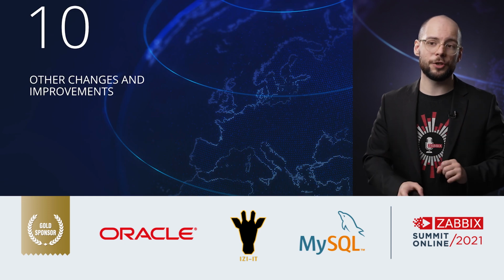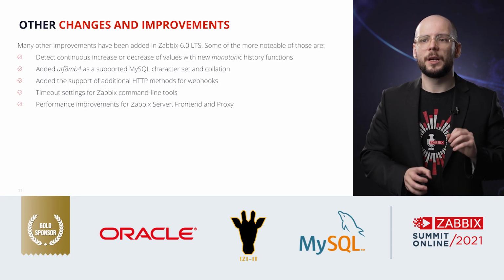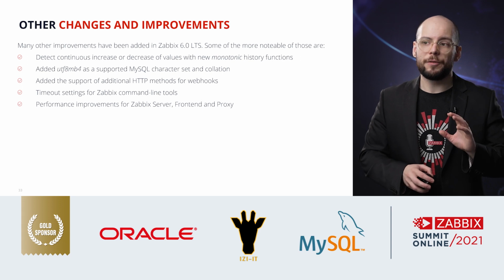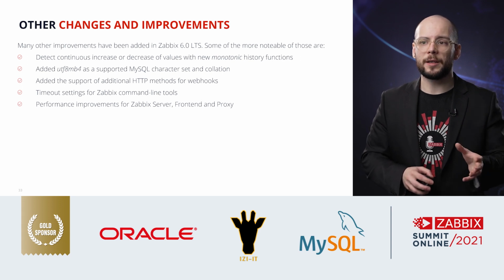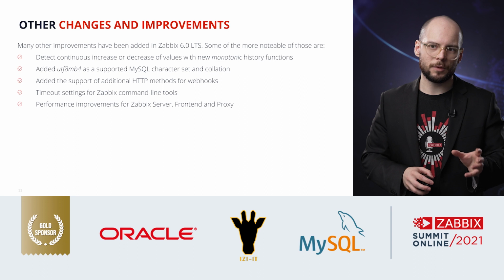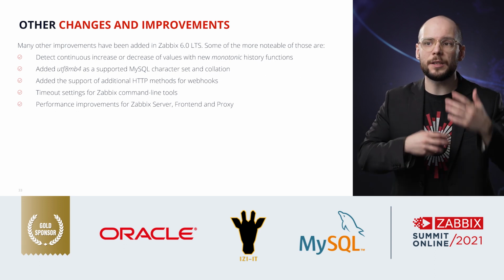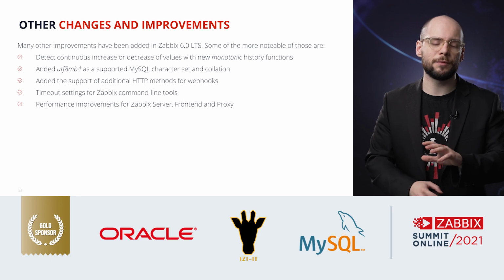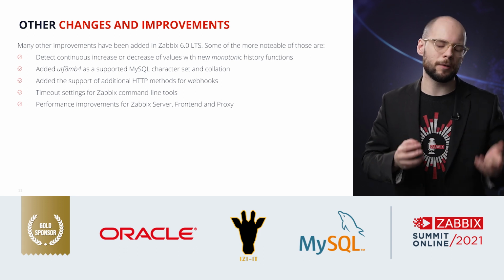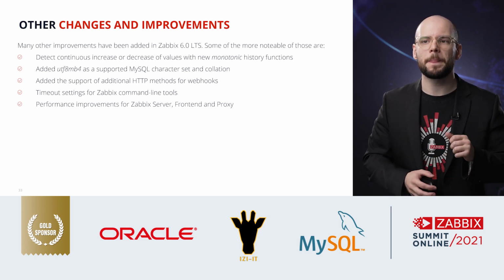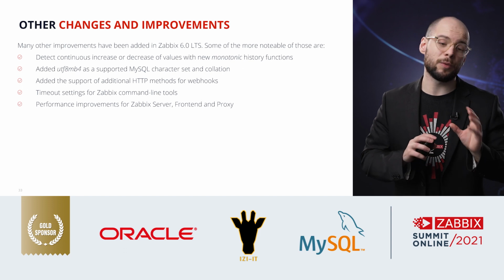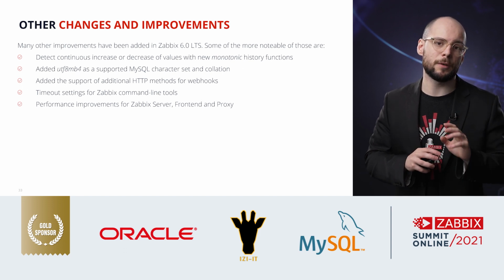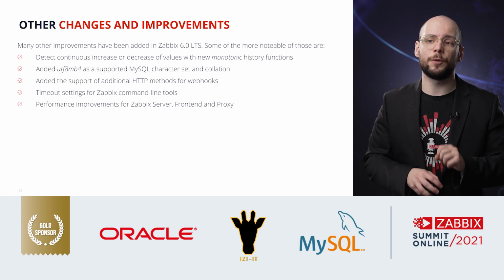And some other general changes and improvements. We have new mono dec and mono inc functions, which allow you to detect continuous increase or decrease of values. Support for UTF-8 MB4 character set and collation for MySQL. A bunch of new HTTP methods for webhooks. Those of you who are maybe developing your own webhooks, this will be useful for you.